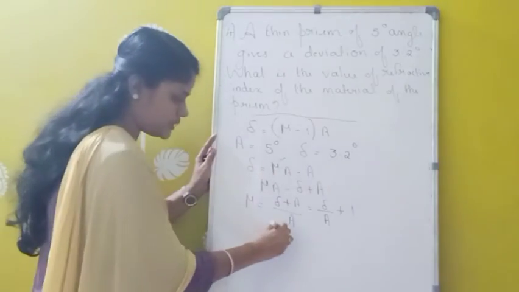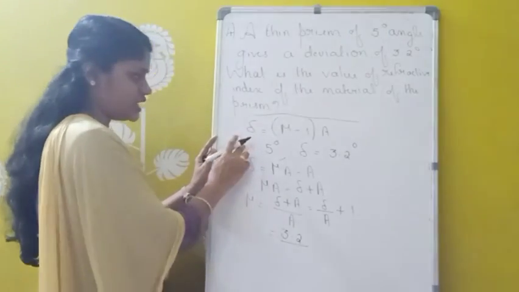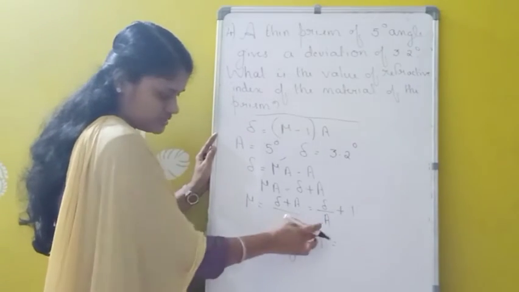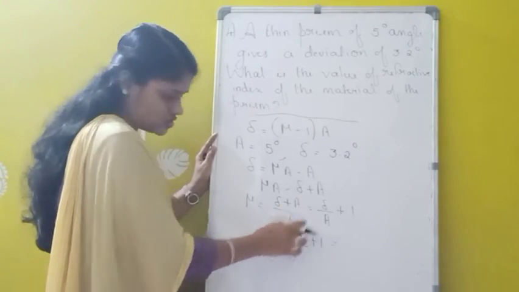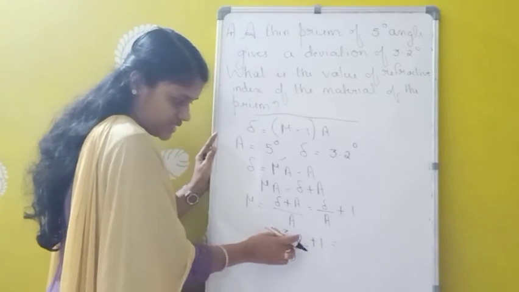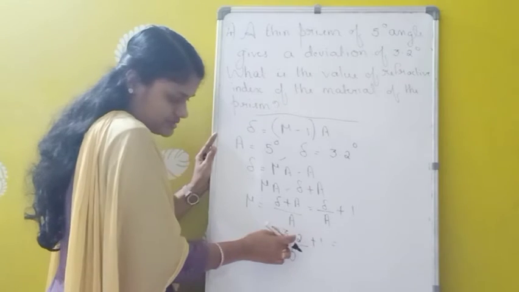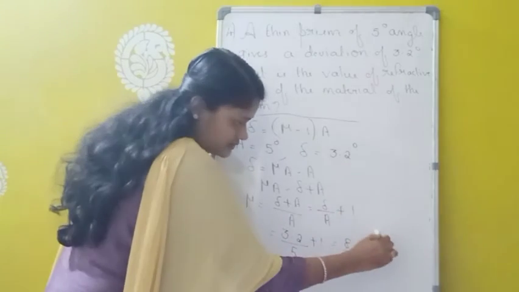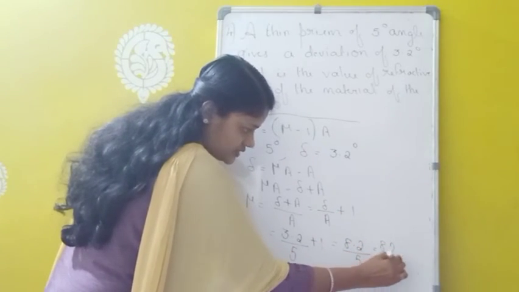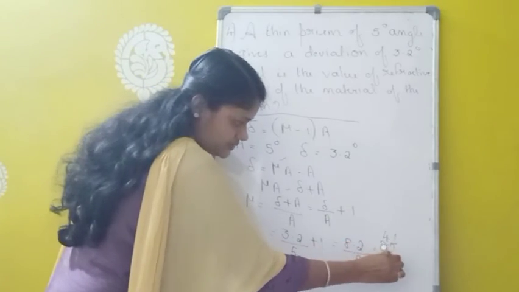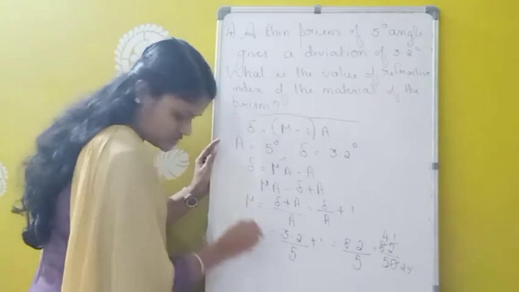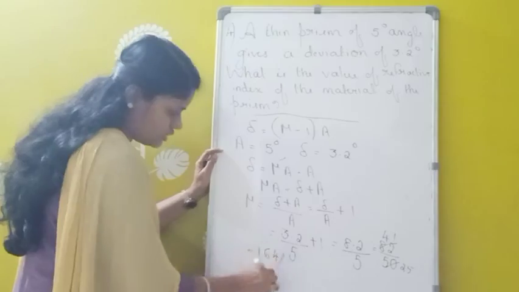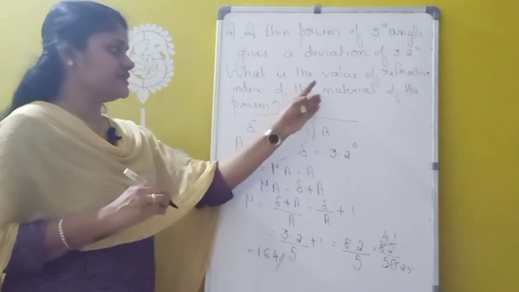What is delta here? Delta value is given as 3.2 divided by the angle of prism, 5, plus 1. When you are taking LCM and cross multiplying, 5 is the LCM here. So 3.2 plus 5, since 1 into 5 is 5. So 5 plus 3.2 is 8.2, the whole divided by 5. That means 82 by 50. Again cancelling with 2, you will be getting 41 by 25. Doing 41 by 25, you will be getting nearly 1.64. So 1.64 is the refractive index of the material of this prism.